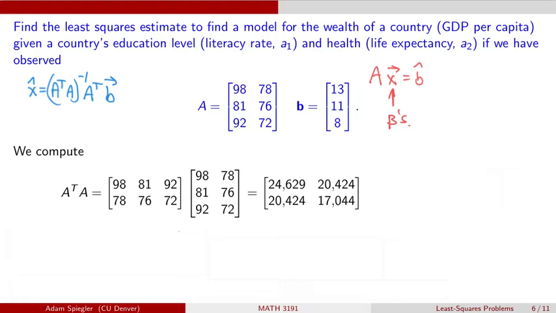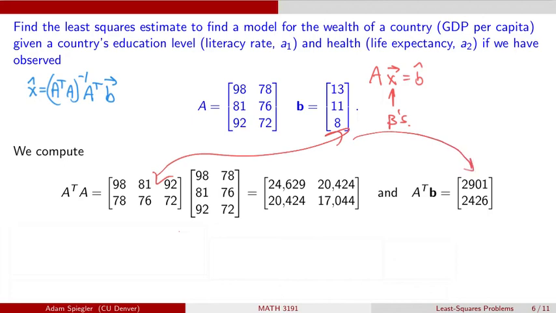So now let me calculate the product A transpose B. So I found this piece over here, and next we're going to calculate A transpose times B. So A transpose, again, would just be this matrix over here. B is the matrix 13, 11, 8. So taking the product of these two matrices gives us this vector, which has first entry 2,901 and second entry 2,426. And again, you can verify these calculations with the Colab notebook.